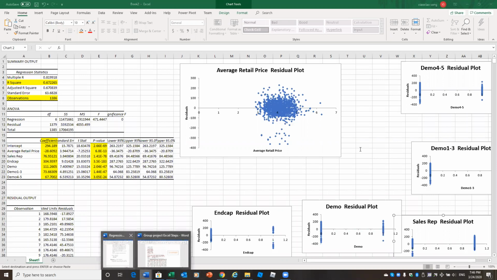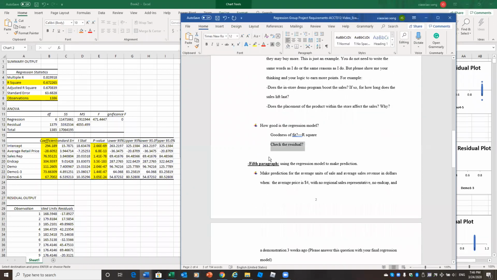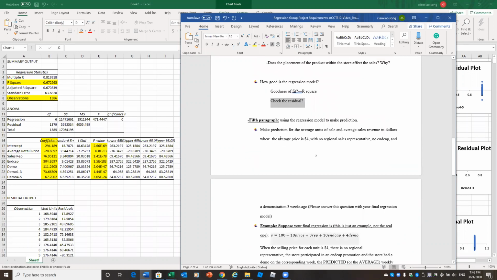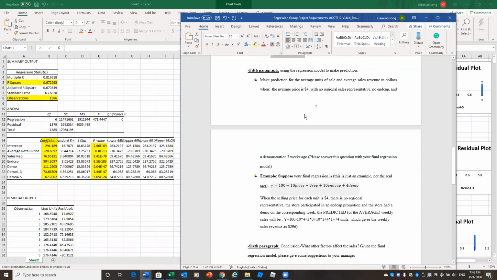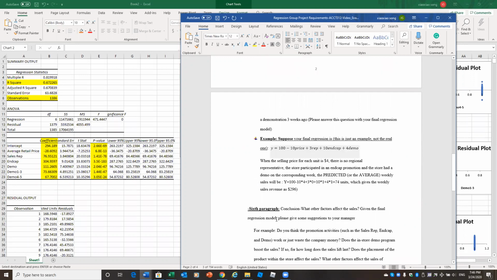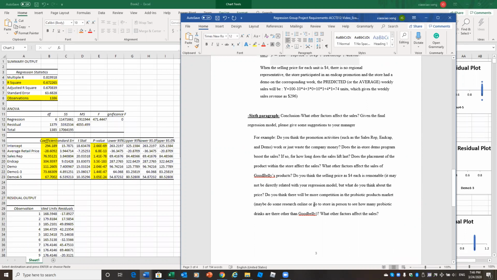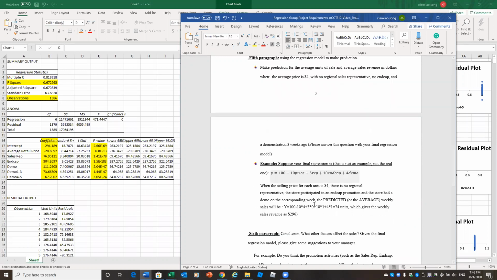What should we do next? Okay, so we check that one. Oh my goodness, almost done. Fifth paragraph, make prediction. Sixth paragraph, I leave this one to you. Conclusion, you know, I'm not going to read a conclusion, final suggestion, something.